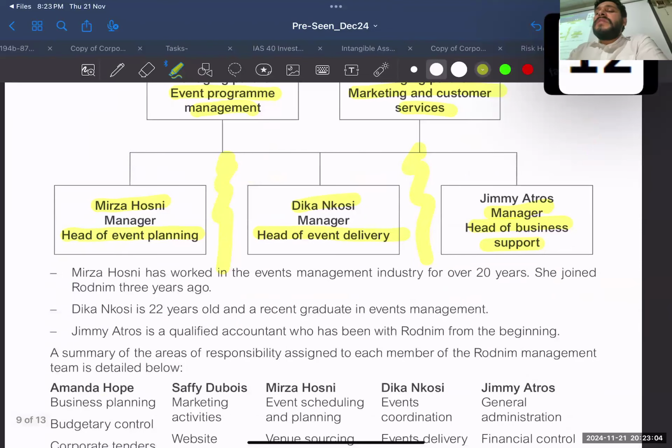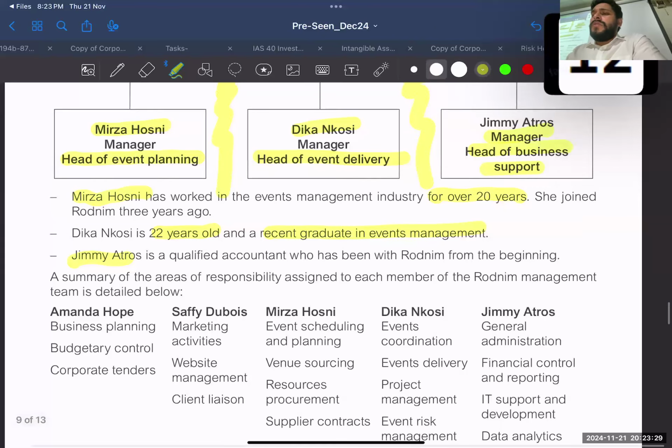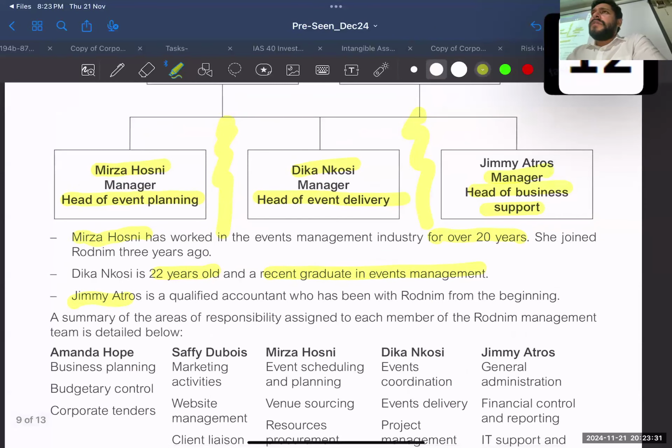MH has worked in the event management industry for over 20 years. So he is the highest experience holder, employee, or manager of this company. Then she joined Rodnim 3 years ago. DN, 22 years old. So he's a young person and a recent graduate in the event management. JA, a qualified accountant. Okay, so JA is a qualified accountant and he is the head of business support.